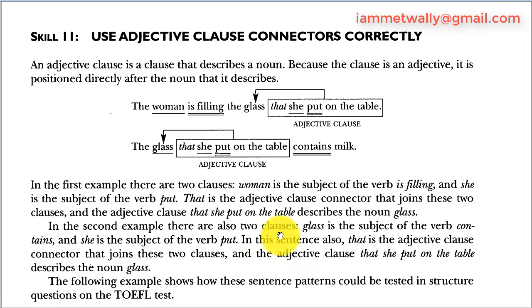In the second example, there are also two clauses. Glass is the subject of the verb contains, and she is the subject of the verb put. In this sentence also, that is the adjective clause connector that joins these two clauses here. The glass contains, and she put on the table. The adjective clause that she put on the table describes the noun glass here, the boxed one. The following example shows how this sentence pattern could be tested in structure questions of the Toefl test.